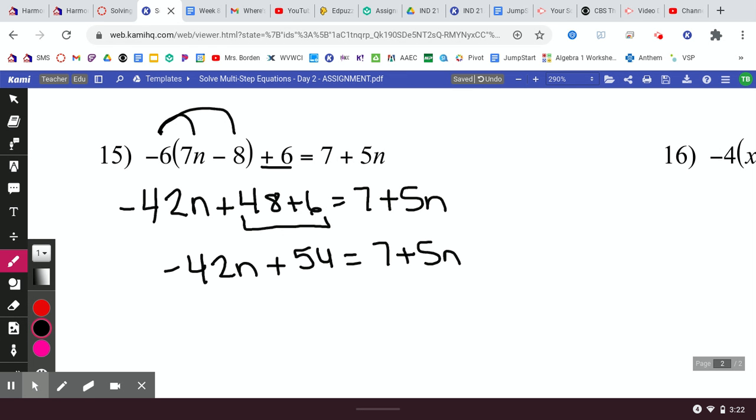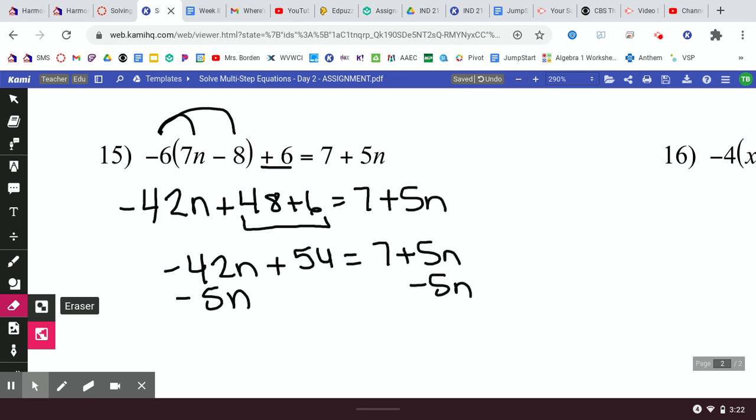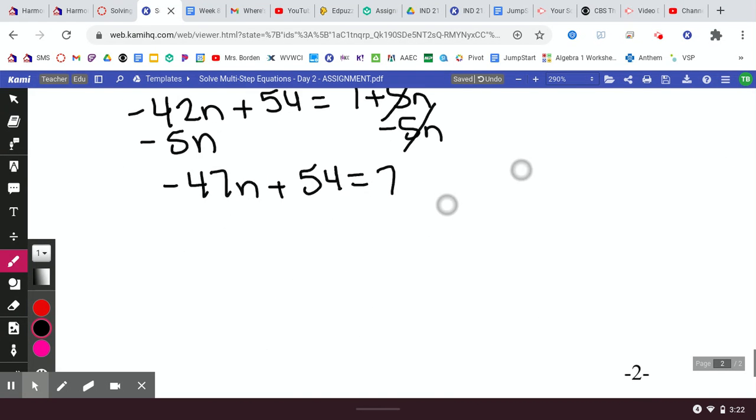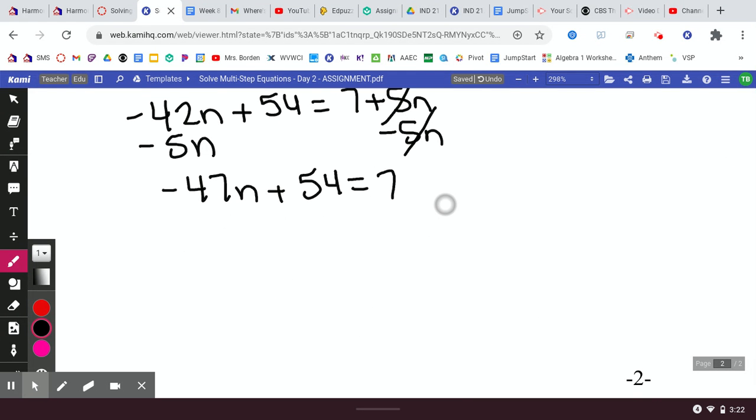Now I need to move all my variables to one side and all my numbers to another. So I'm going to move my 5n over. And so I'm going to do minus 5n and minus 5n. And when I do that, negative 42n and negative 5n, two negatives go deeper negative, so that's negative 47n. And then I didn't do anything with that plus 54 equals 7, right? So that's gone. Now I want to get all my numbers over to the right since I got my variables to the left. So I'm going to go minus 54 and minus 54.